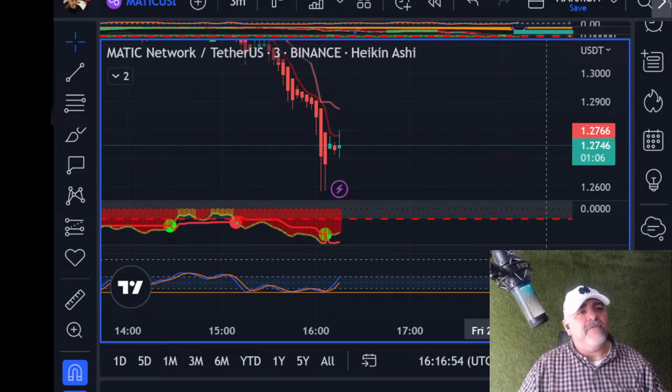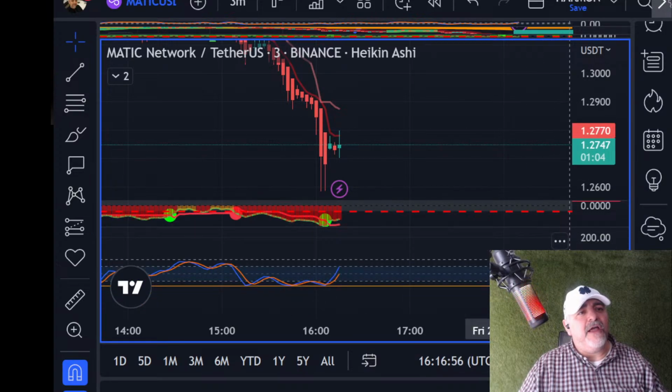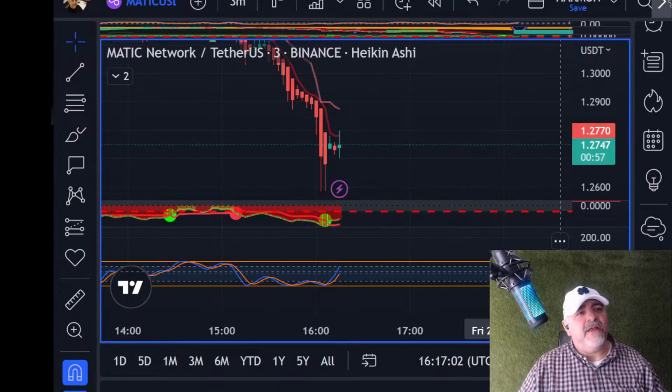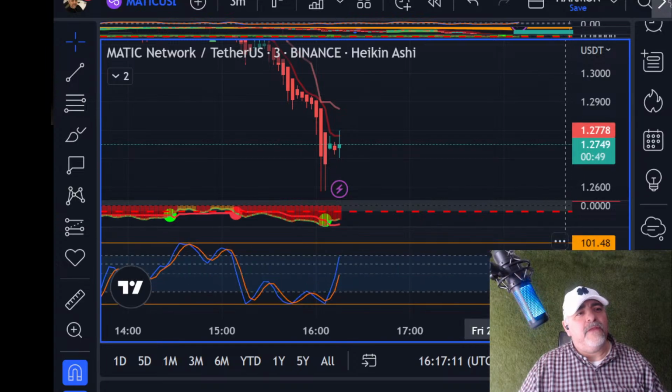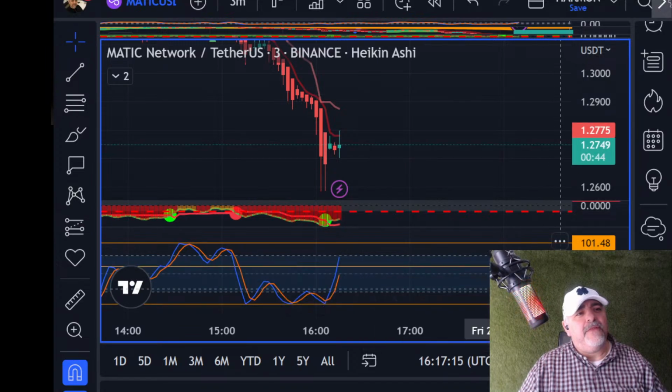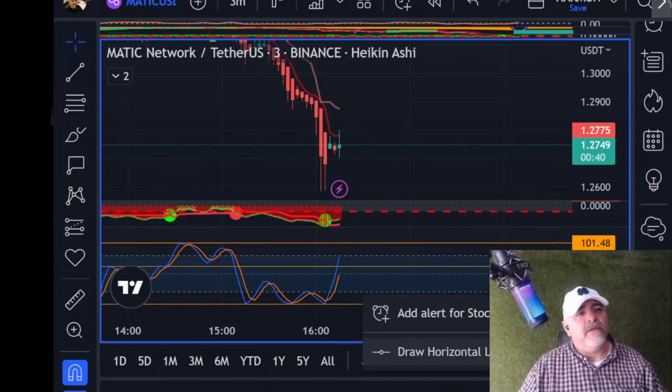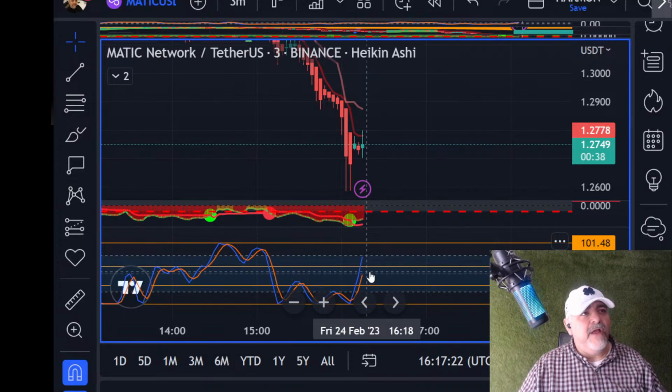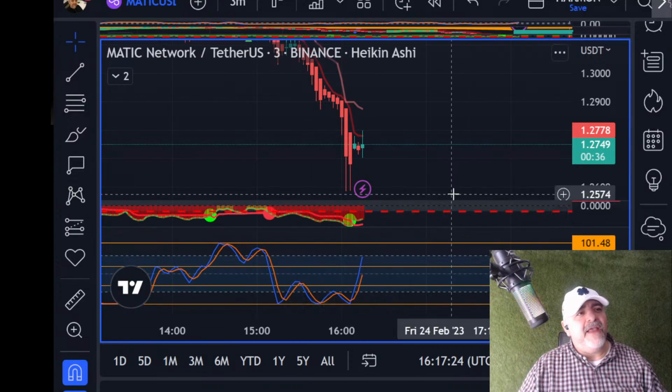So let's fix this right here. Let's open this up. Let's put our 100 line. Here's our 100 line here. Bada boom. Here's our 60 line right here, and our 30 line. Okay. Now, the 3 minute is confirming that it has a green moon, right?